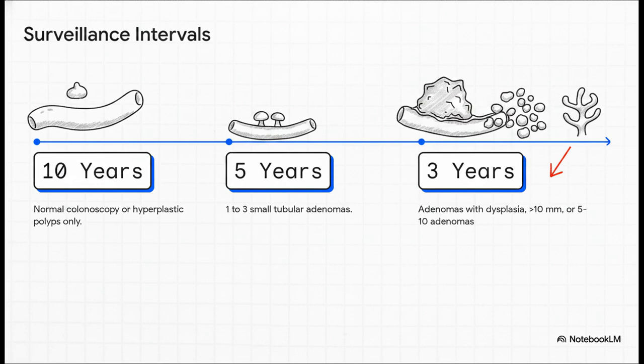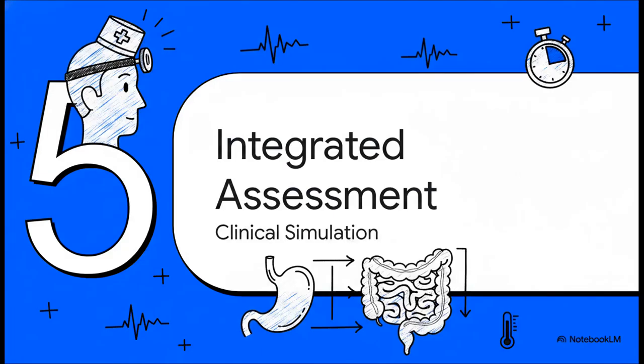But if you see high-risk features, meaning adenomas with actual dysplasia, anything over 10 millimeters, or a heavy burden of 5 to 10 tubular adenomas, you absolutely must repeat that colonoscopy in exactly 3 years to stop the progression to adenocarcinoma. Okay, moving to section 5, the integrated assessment.